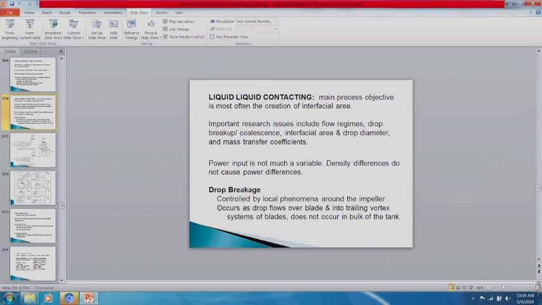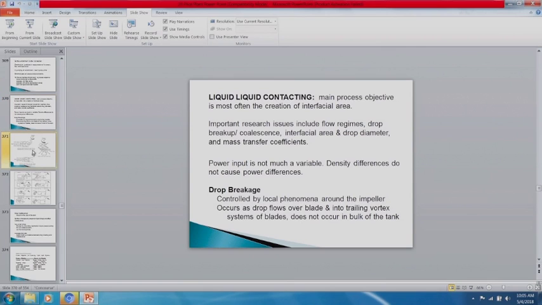So when I say drop breakage is controlled by a local phenomenon around the impeller, it's because of the trailing vortex. It occurs as the drop flows over the blade into the trailing vortices. It does not occur in the bulk of the tank. It is not one single drop that divides into two. It is a big drop being shattered by pressure drop into very large droplet clouds.